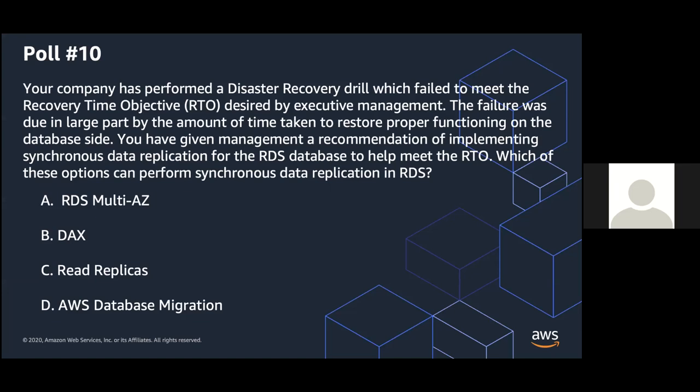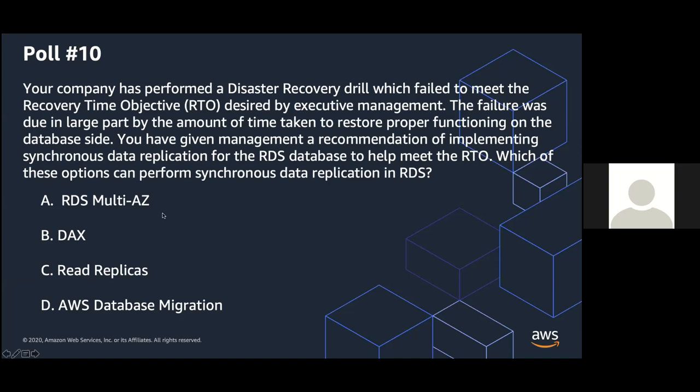The options are RDS multi-AZ, DAX, read replicas, AWS database migration. Some of the key giveaways from this one: synchronous data replication is important, right? It talked about that they did a DR drill and they didn't meet the RTO. Most companies, regulated or non-regulated, any publicly traded company, go through a disaster recovery drill. It's best practice for any organization to go through a disaster recovery drill. This company did a drill and they failed on the RTO, the recovery time objective. So now management has said, come up with a solution to better focus on how we can improve on the RTO.